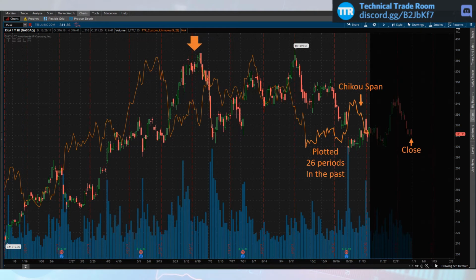As one more example, I'd like to bring to your attention the upper center part of the graph, where I've placed an orange arrow and traced out the stock's movement yet again. If we send this back 26 periods into the past, we'll see that it lines up perfectly again with the Chiku provided by the Ichimoku chart.